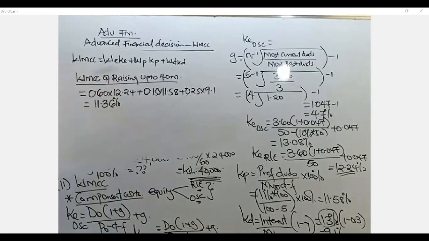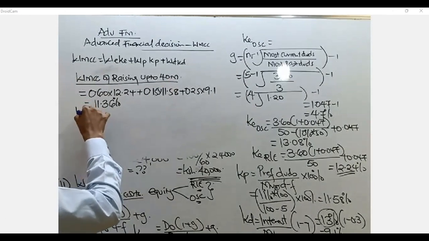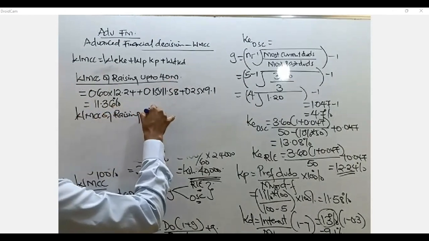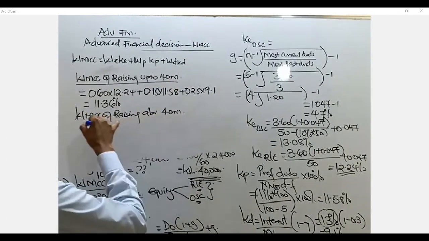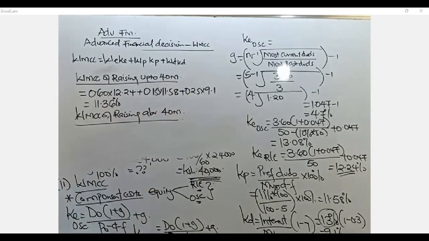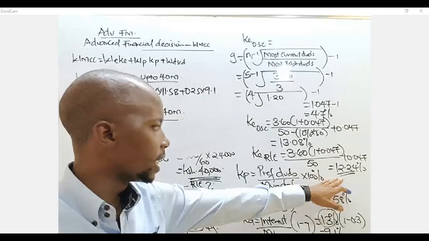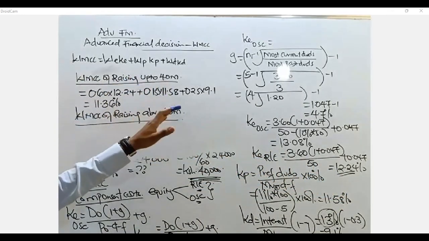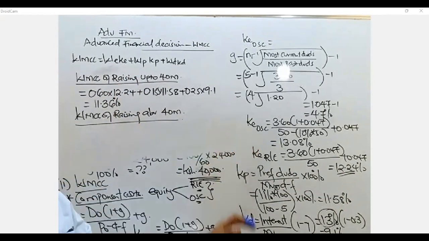This is what the retained earnings can give you; the maximum amount they can raise is 40 million. But what if we need more than 40 million? What will happen? Can we calculate the WMCC of raising above 40 million? If we need more than 40 million, we have already exhausted the retained earnings, because the maximum they can give you is 40 million. Above that, we use the expensive source, which is the ordinary share capital.